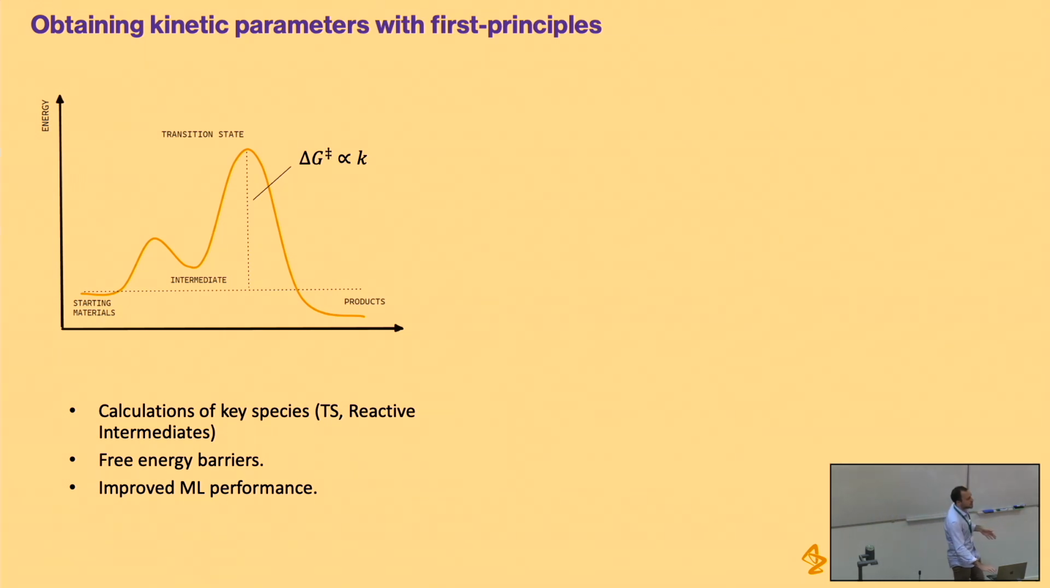So very briefly speaking, what you really need to compute to get information about, for example, the rate constant of the reaction is the difference in free energy between the transition state and your ground state. It's a fairly complicated calculation, but once you have this delta G, it's directly proportional to the rate constant, and it's a very informative parameter.